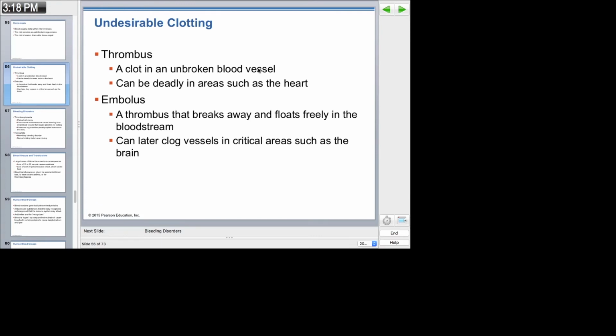There are times where you have clotting within your blood vessels that you don't necessarily want. That clotting is called a thrombus. It's a clot in an uninjured blood vessel and can be deadly when you find them in your heart or in your brain. You can have pieces that break off of that thrombus and float away in the bloodstream that also can later affect critical vessels in your heart or in your brain. Those are called an embolus.